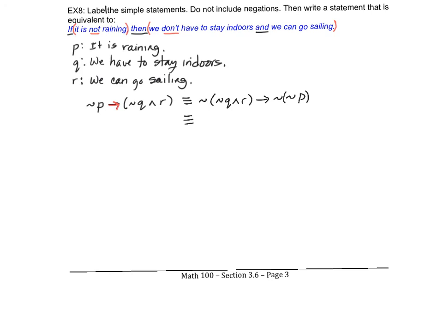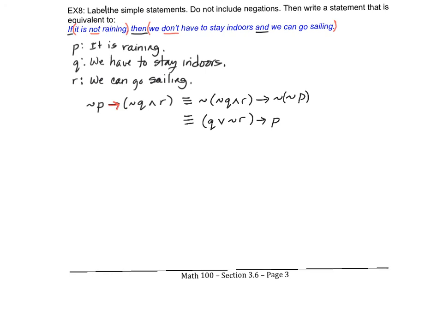I'm going to distribute that negation by using De Morgan's law. So remember, De Morgan's law says that everything changes. So the not Q becomes a Q, the and becomes an or, and the R becomes a not R. And this is still in parentheses. And that double negation in front of the P can just simplify to P. I've labeled my simple statements. I did not include negations when I labeled them. I translated my statement to symbolic form, and now I have a statement that's equivalent to my original statement.